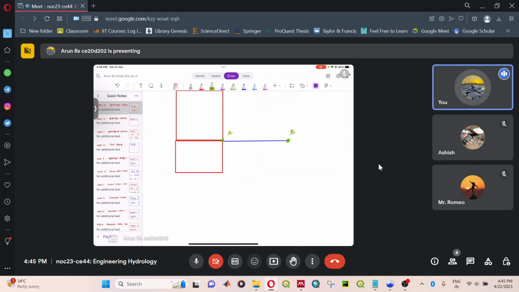This is the storm drainage AB, and this is catchment 1, and this is catchment 2, and both the catchments are drained into the point A. And the properties of the catchment are given.